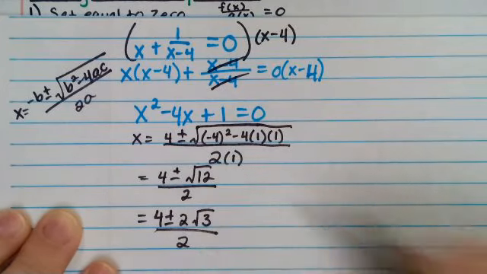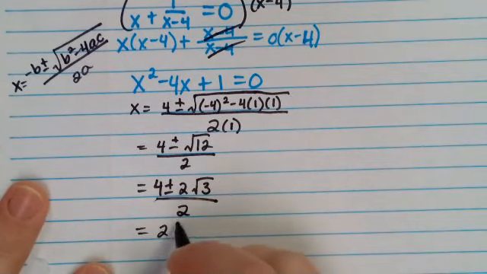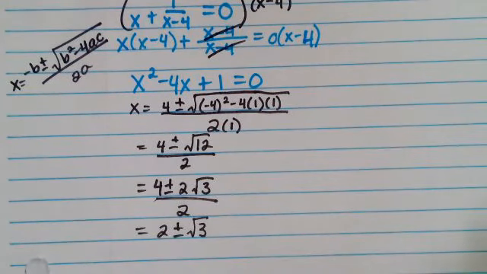This 2 is going to divide into both of those at the top. 2 goes into 4 twice, and it goes into itself once. So we're just left with square root of 3. Okay, so in order to check to see if your solutions are going to be good or not, what you will do is plug your answers into the original function.